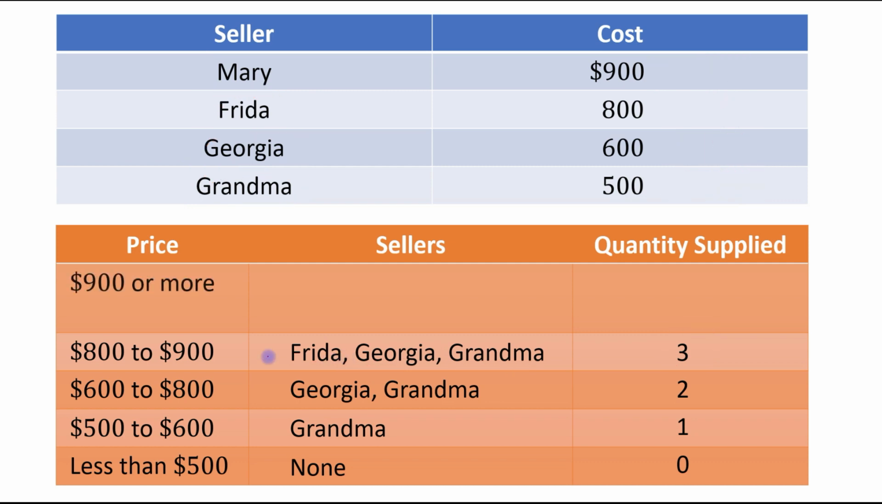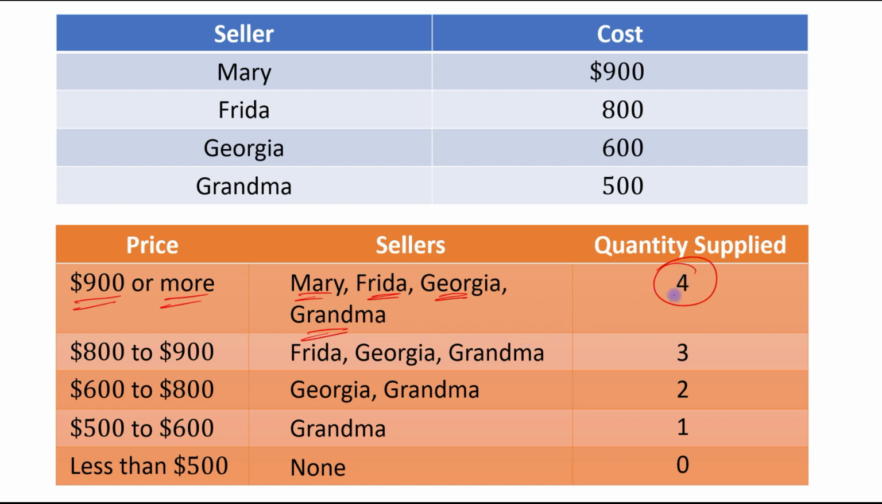Last one, when the price offered is $900 or more, then I think that all the four sellers will be willing to sell their painting services. So in this case, all the four sellers will be there: Mary, Frida, Georgia, and Grandma. Quantity supplied is 4. Clear? So we have derived this supply schedule. Now we will use this supply schedule to derive the supply curve.